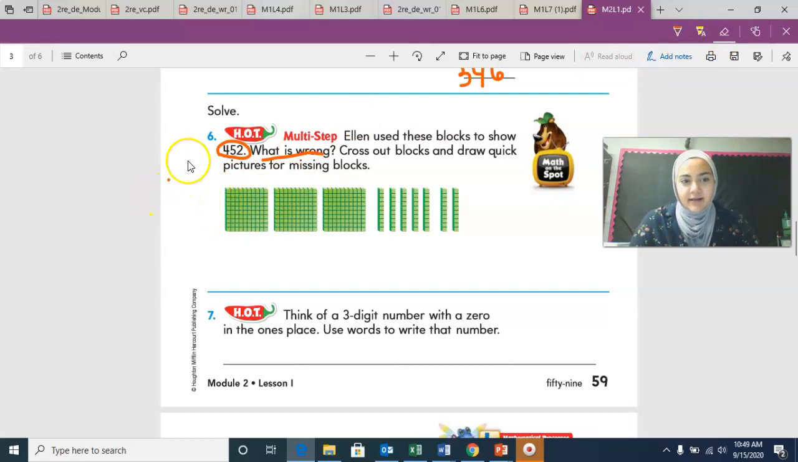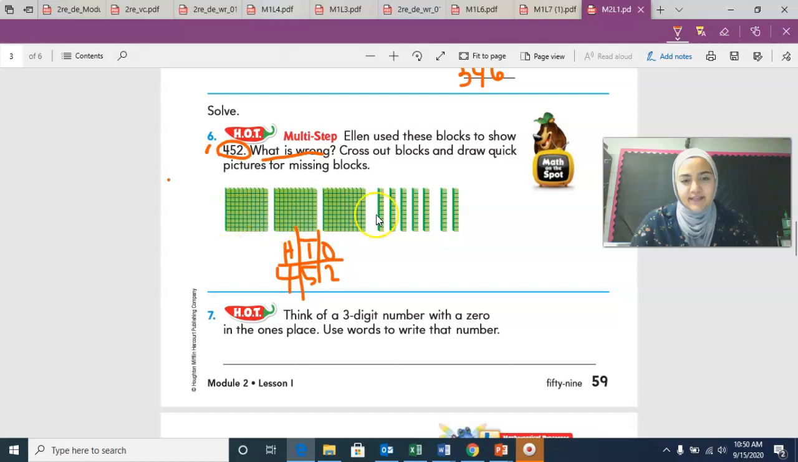Erase that. Okay, let's try writing it here. Ones, tens, hundreds. I'm going to draw my place value chart. That's very important. And now I'm going to plug in the number that it's supposed to be, which is 452. So that's 4 hundreds, 5 tens, and 2 ones.